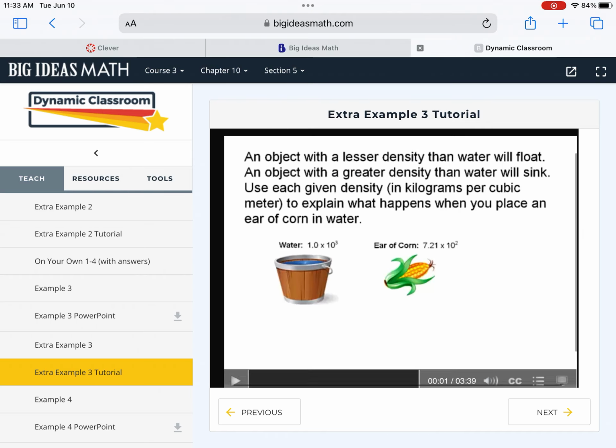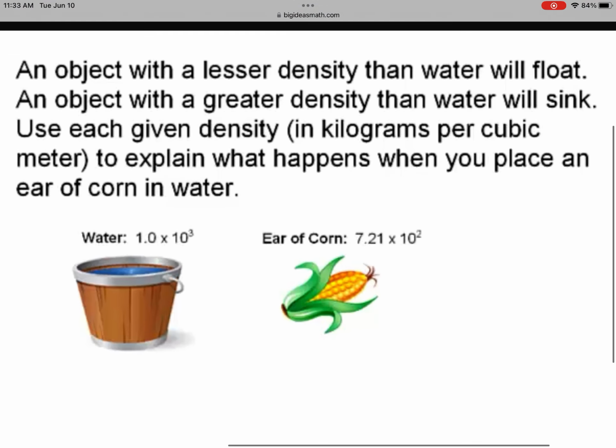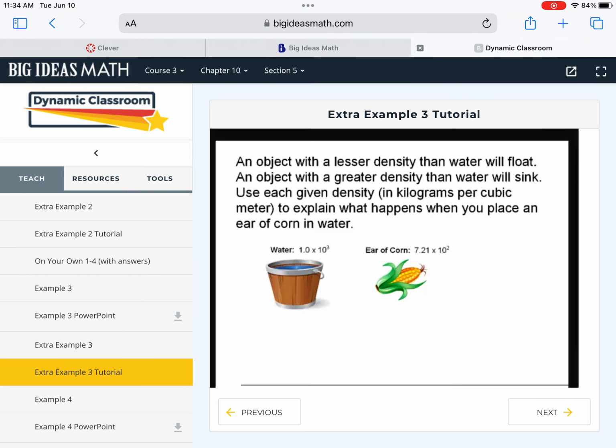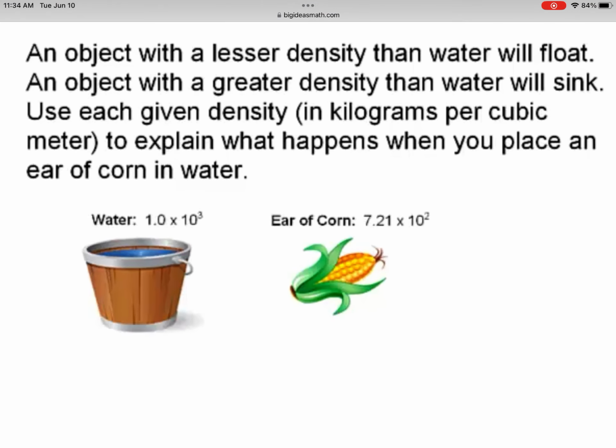An object with lesser density than water will float. An object with a greater density than water will sink. Use each given density in kilograms per cubic meter to explain what happens when you place an ear of corn in water. So what's this problem about?